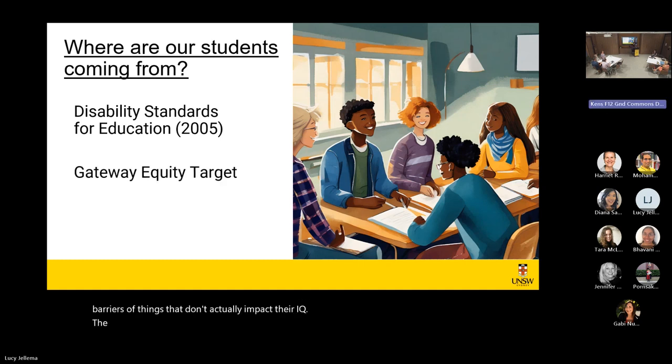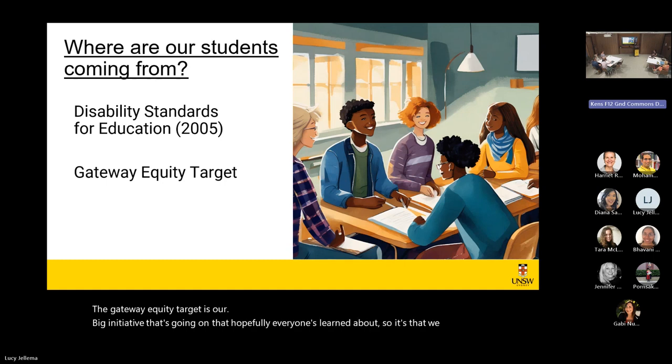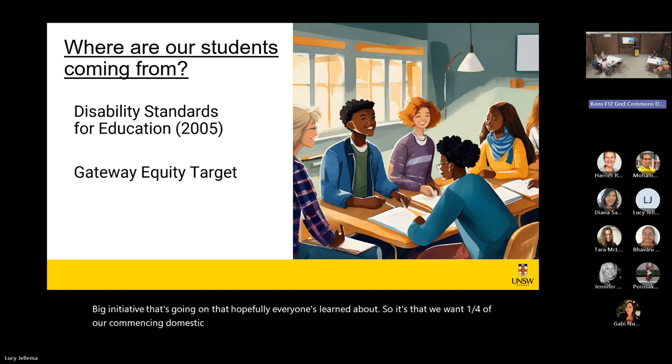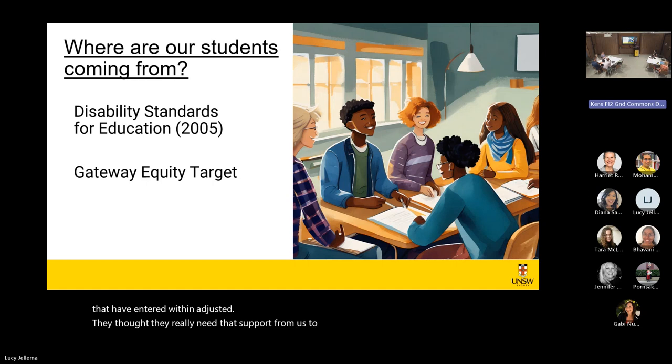The Gateway Equity Target is our big initiative that's going on that hopefully everyone's learned about. We want a quarter of our commencing domestic graduate students to be from a low SES background. That's students that have attended Gateway programs in high school, which have been around for quite some time, or they've come into UNSW through the Gateway admission pathway, which is where they have adjusted ATARs. These students really need that support from us to succeed. Now, not everyone that uses that pathway actually needs it.